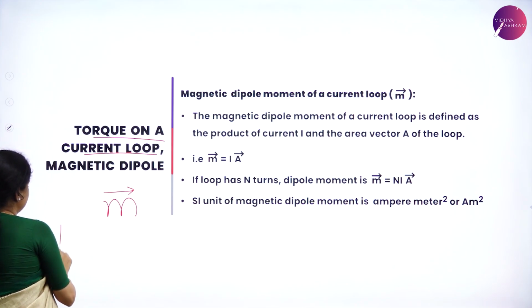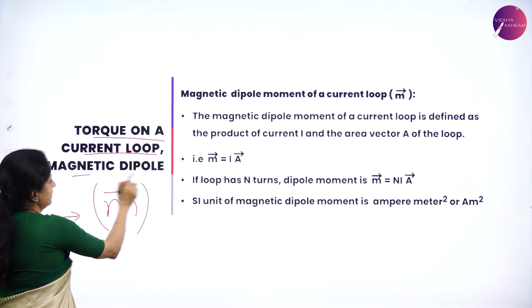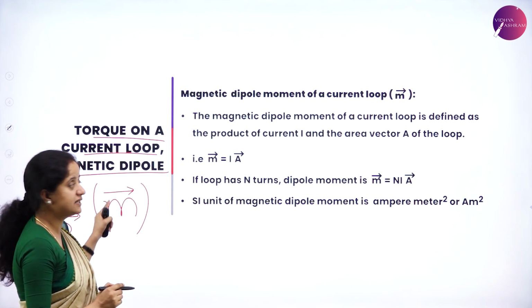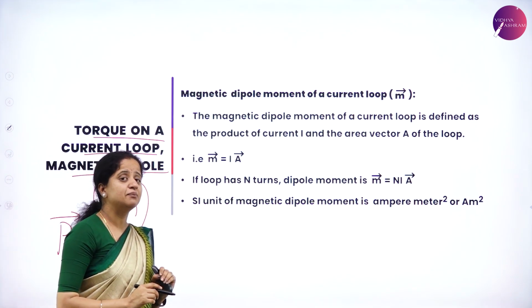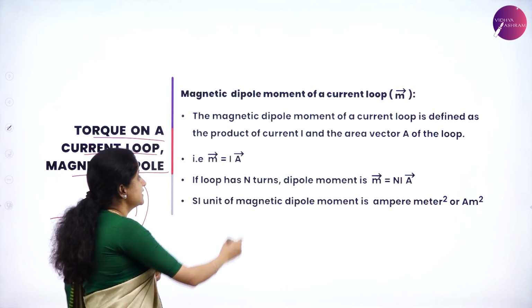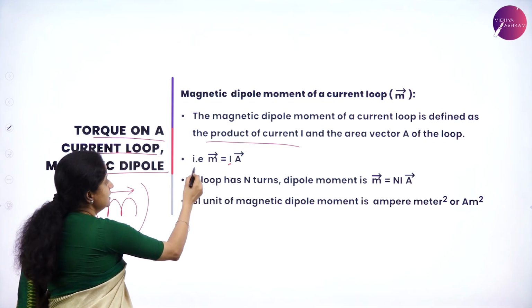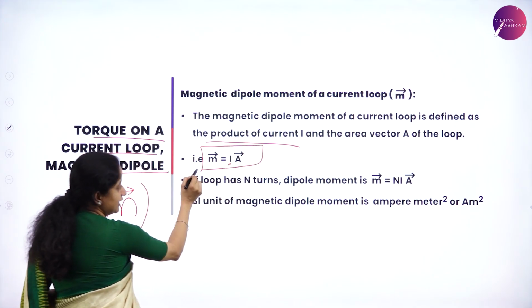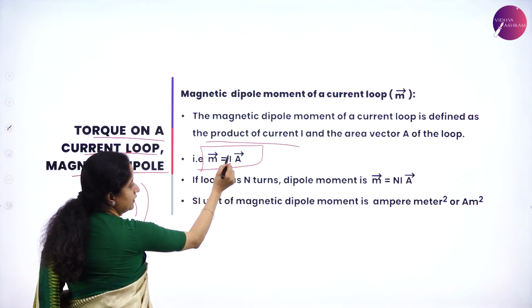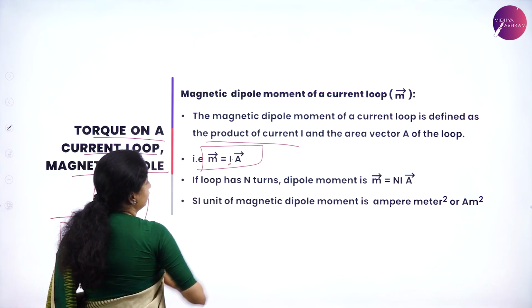We all know electric dipole moment, it is P vector, but magnetic dipole moment we are discussing now, so it is M vector. What is magnetic dipole moment? The magnetic dipole moment of a current loop is defined as the product of current and the area vector. So magnetic dipole moment is M vector. It is defined as the product of current and the area vector A of the loop.